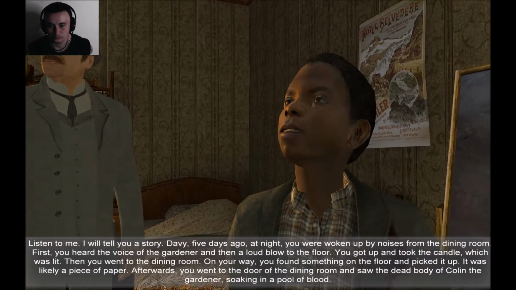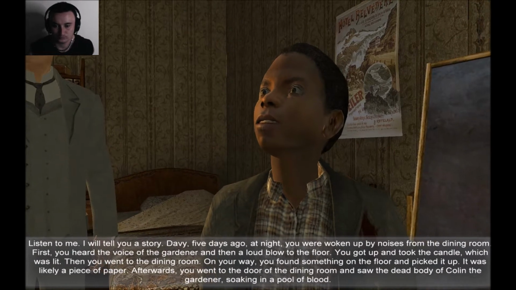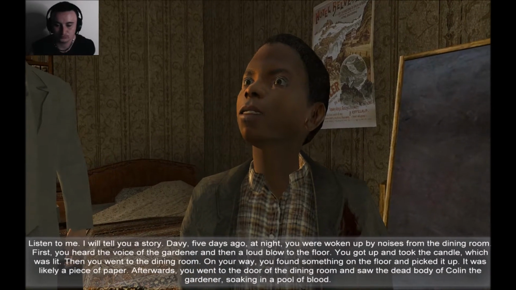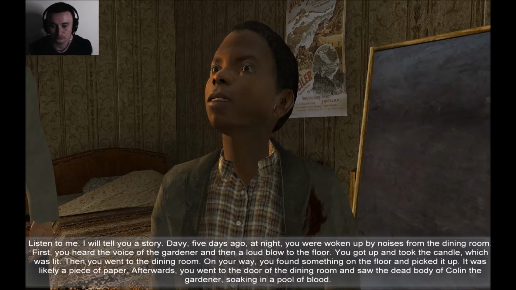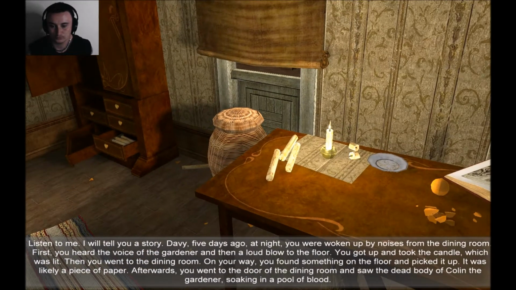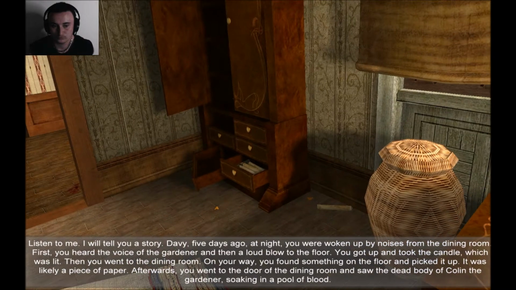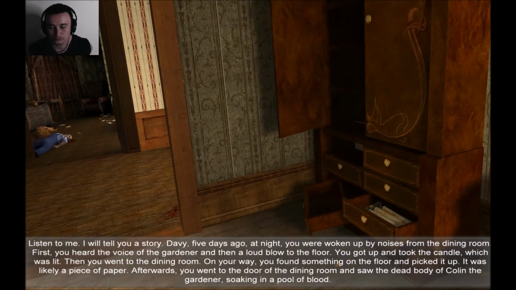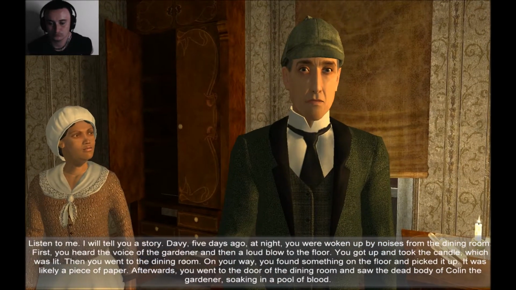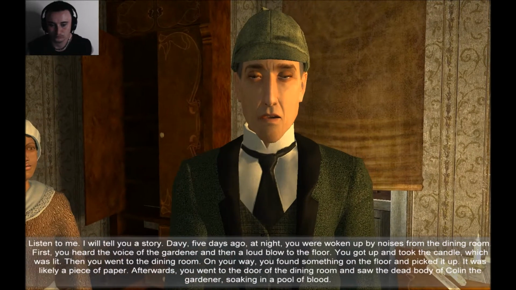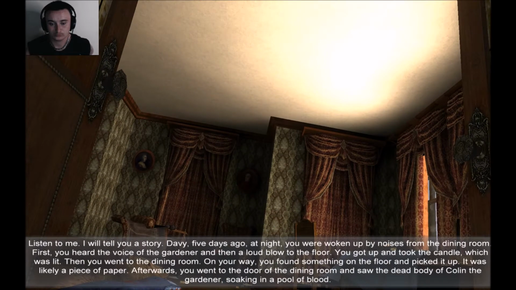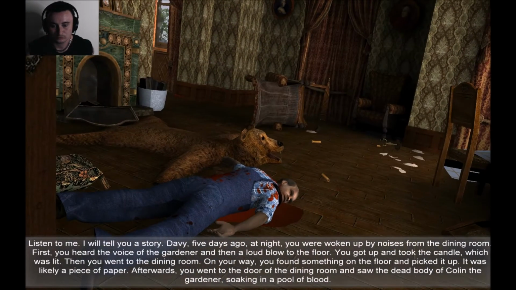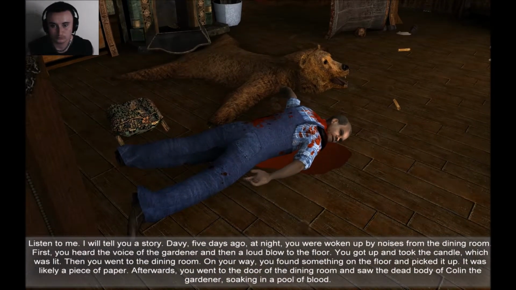Davy, 5 days ago, at night, you were woken up by noises from the dining room. First, you heard the voice of the gardener, and then a loud blow to the floor. You got up and took the candle, which was lit. Then you went to the dining room. On your way, you found something on the floor and picked it up. It was likely a piece of paper. Afterwards, you went to the door of the dining room and saw the dead body of Colin the gardener soaking in a pool of blood.